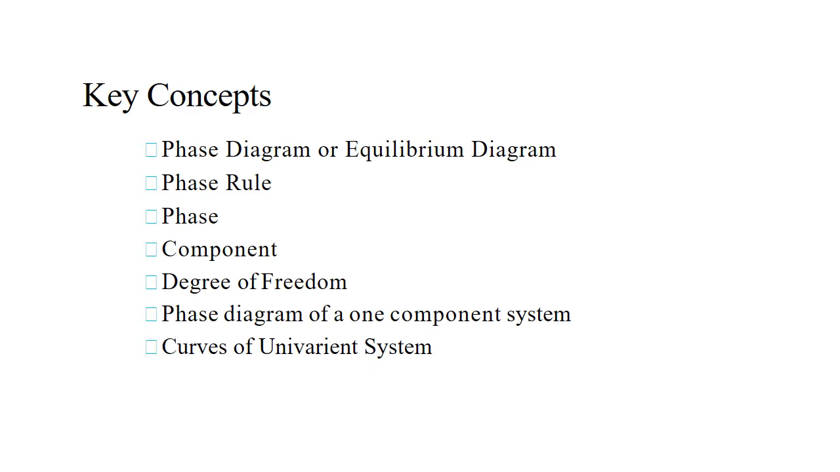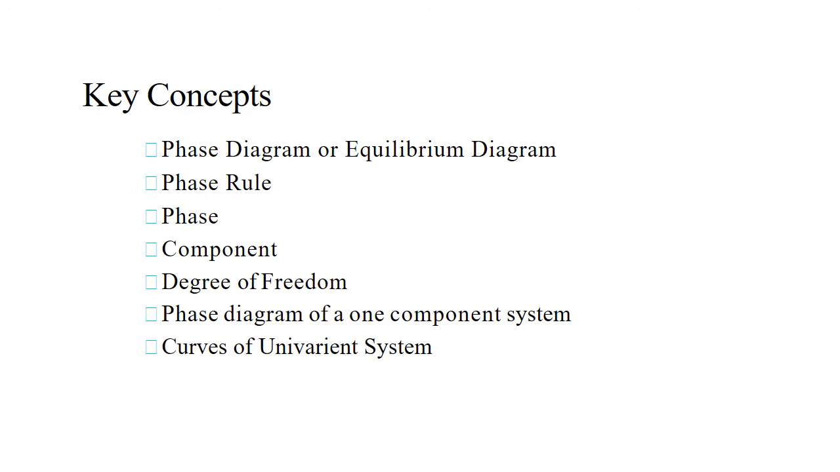We will discuss in detail what phases are and how we can calculate the number of phases of the system. After this, we will discuss what components are and how we can calculate the components of a given system. Then we will find the degree of freedom. After this, we will discuss the phase diagram of a one component system. Then we will discuss the curves of the univariant system.